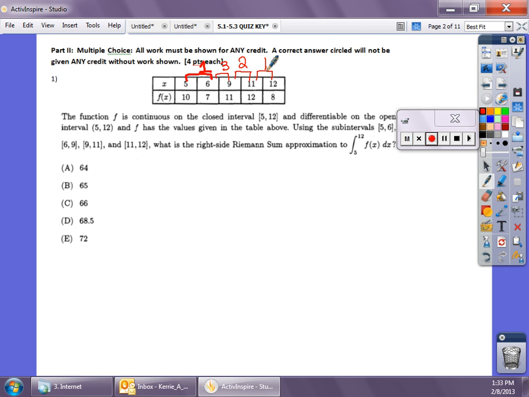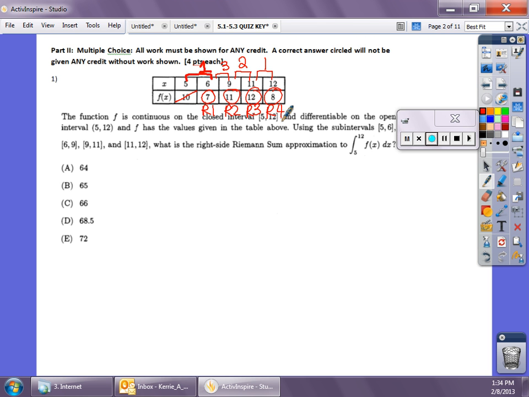And the heights, if you look at between the first interval from 5 to 6, the 10 would have been if you're doing an LRAM. We're doing an RRAM. So the value for the first rectangle would be 7, so that's rectangle 1. 11 would be rectangle 2. This would be rectangle 3, and this would be rectangle 4.